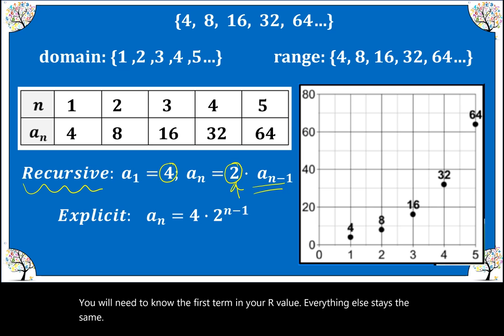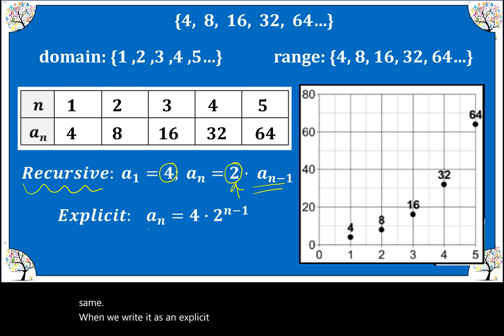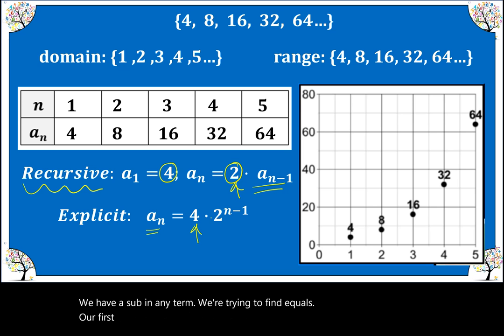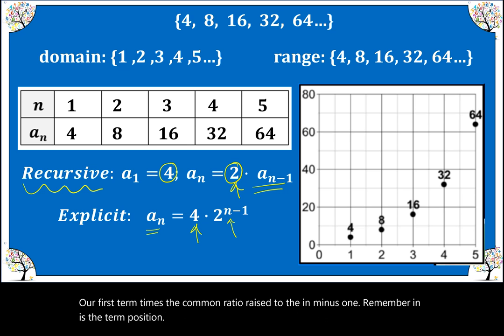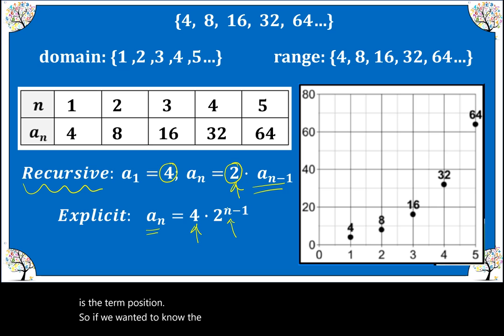When we write it as an explicit form, we have a sub n, any term we're trying to find, equals our first term times the common ratio raised to the n minus 1. Remember, n is the term position. So if we wanted to know the sixth position, we would plug 6 in for n.